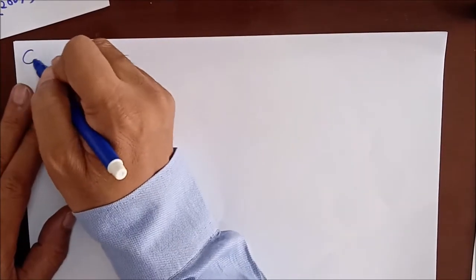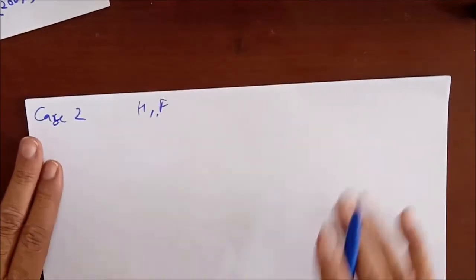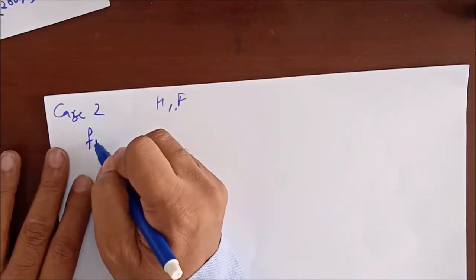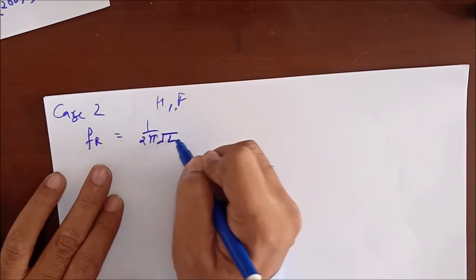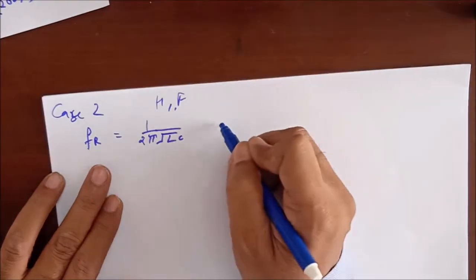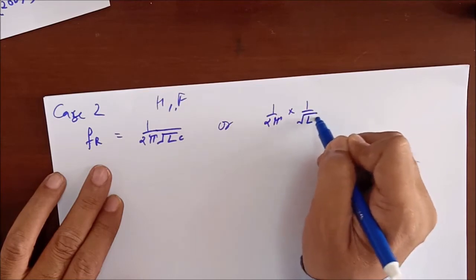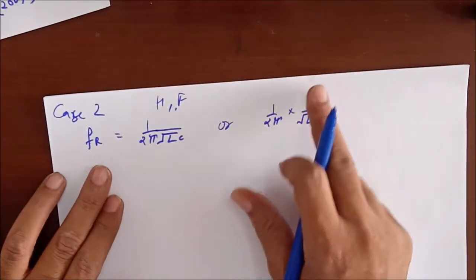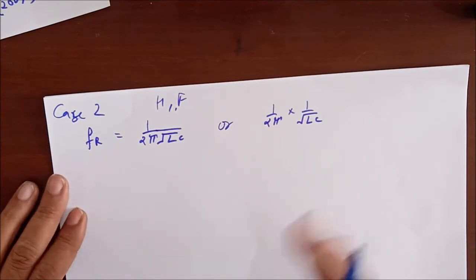Now I have case 2 when values are given in Henry and farads. In this case, how to do? In such a case, first of all, you remember we have to use the formula FR, resonance frequency, is equal to 1 by 2 pi root LC, or you can use the other formula 1 by 2 pi into 1 by root LC. Why this formula? It will help us solve LC first and then multiply by 2 pi. So as per your convenience, take any formula, both are the same.